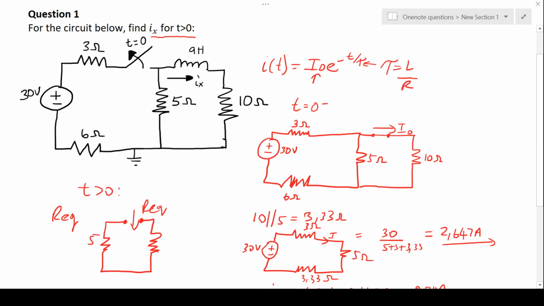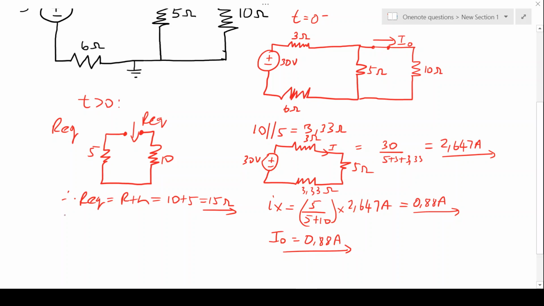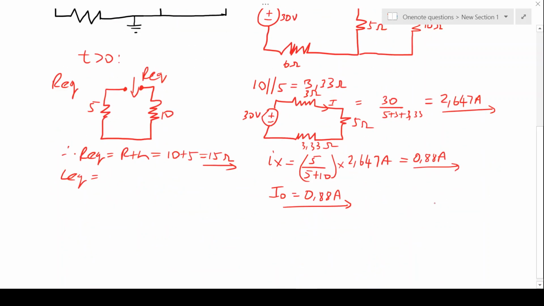So that's 5 and that's 10, and we can see that the 5 and the 10 are connected in series with each other. Therefore R equivalent, which is RTH, must give you 10 plus 5, which gives you 15 ohms. And we know that L equivalent is equal to the 9 henries, as there's only one inductor, so it equals 9 henries.